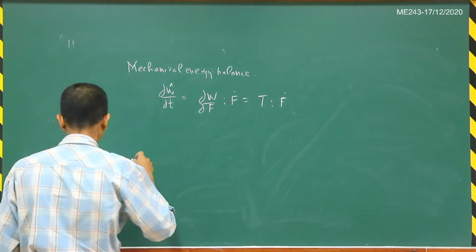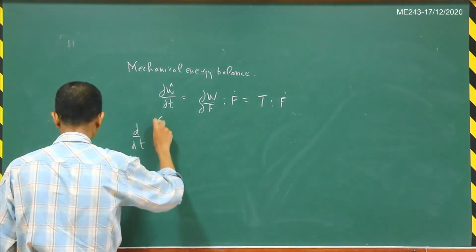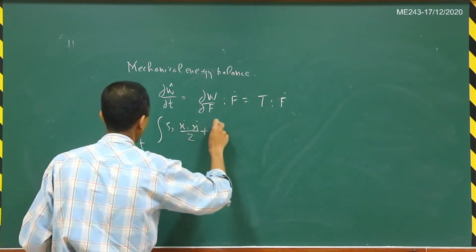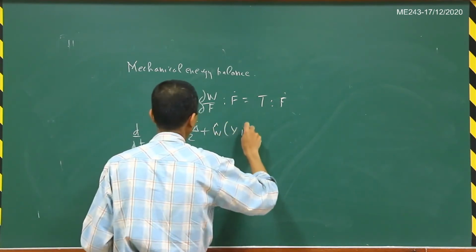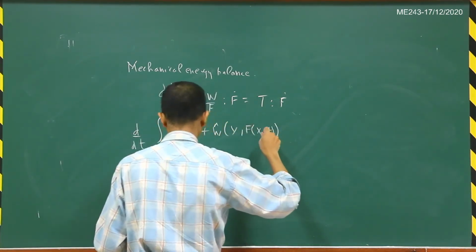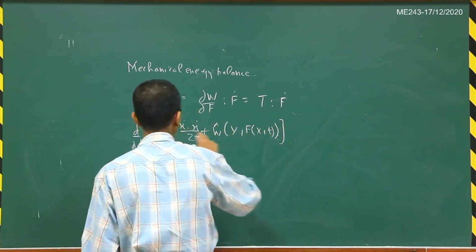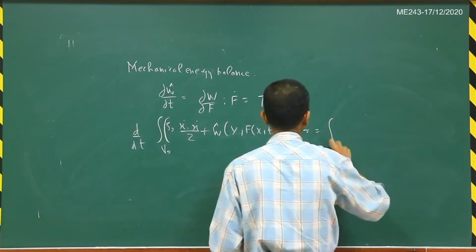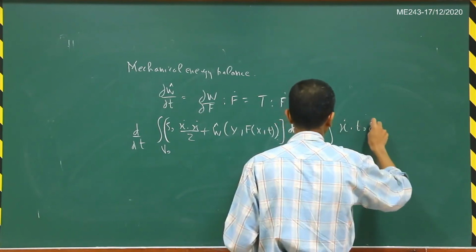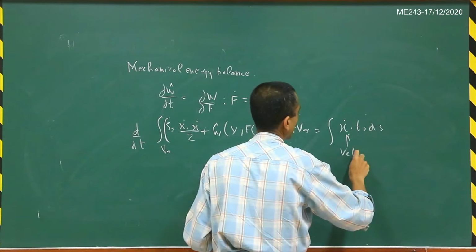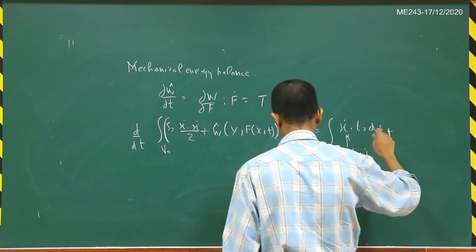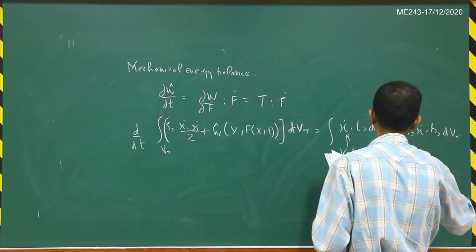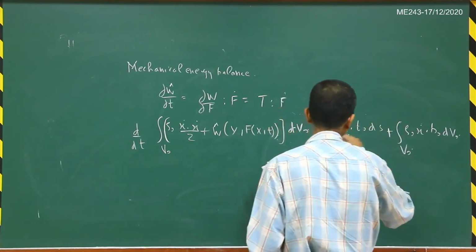And then you can write the mechanical energy balance as d by dt of the integral of (ρ₀ χ̇·χ̇/2 + Ŵ(x, F(x,t))) dV₀ over V₀ is equal to the integral of χ̇ times t₀ dS₀, where χ̇ is nothing but the velocity, plus the integral of ρ₀ χ̇ times b₀ dV₀ over V₀, and the first integral is over S₀, the surface of the reference configuration.